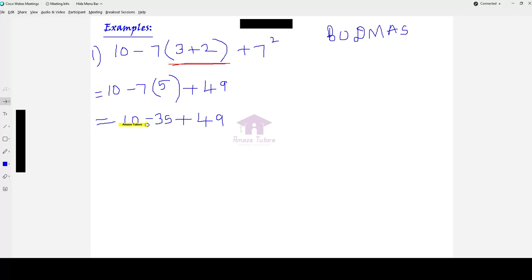So subtraction goes first. What is 10 minus 35? I hope you know the integer rules. Whenever there are two different signs, you have to take away the smaller one from the larger and keep the sign of the larger number. So here the difference is 25 and the larger number is negative, so it is negative 25. Plus, write the next number as it is. That's all. The final operation is addition. How much is negative 25 plus 49? Okay, it's 24.